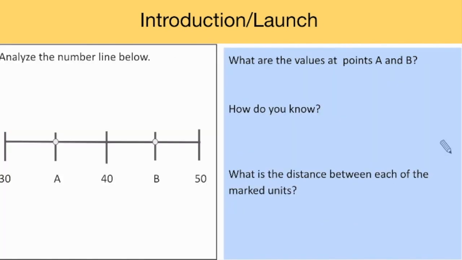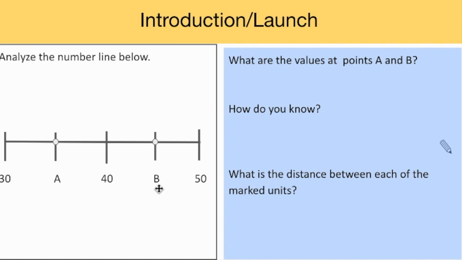All right, let's look at another example from today's lesson. It says, analyze the number line below. What are the values at points A and B? How do you know? What is the distance between each of the marked units? So again, let's look at this number line. Right now, the parts that we know are 30, 40, and 50. But then we have these lines in between that are labeled A and B. Let's make a prediction. What do you think is the number that we should plug in between 30 and 40 and between 40 and 50?